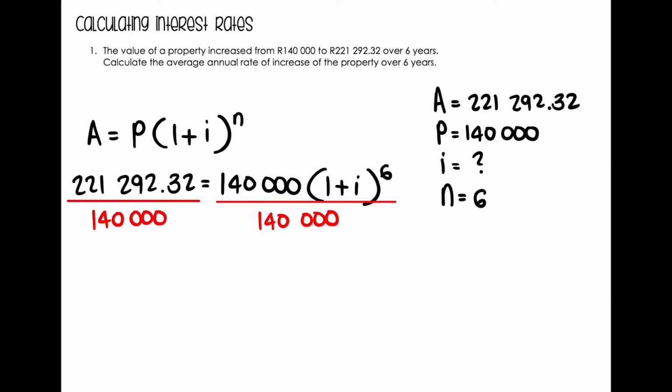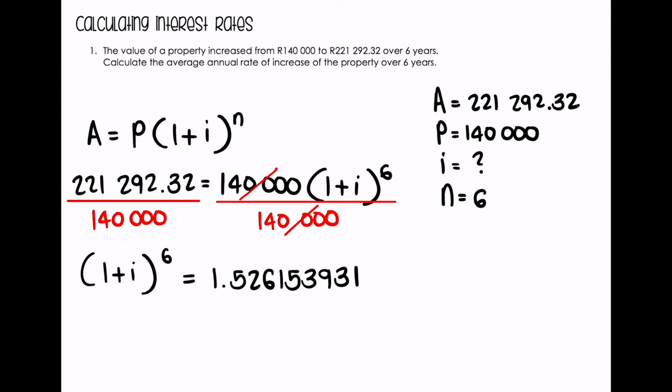So when I divide by 140,000, the 140,000s cancel. Now I'm just going to put my (1 + i) raised to the power of 6, that was on the right hand side, on the left hand side, is equal to 221,292.32 divided by 140,000. On my calculator, I get 1.52615391. Don't round off until the end. Don't round off until your final answer.